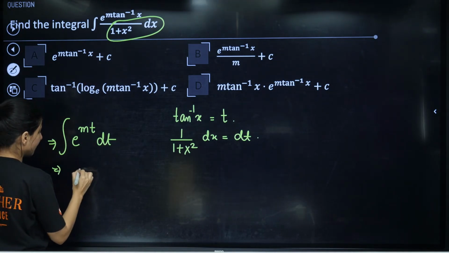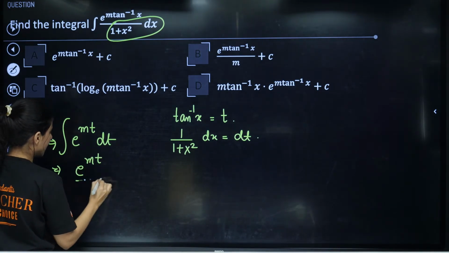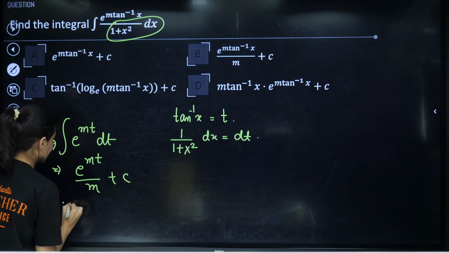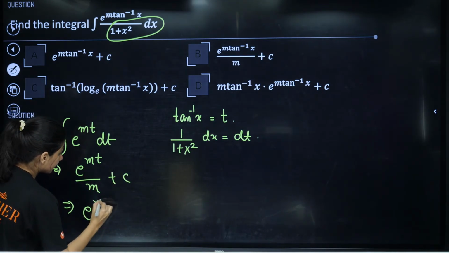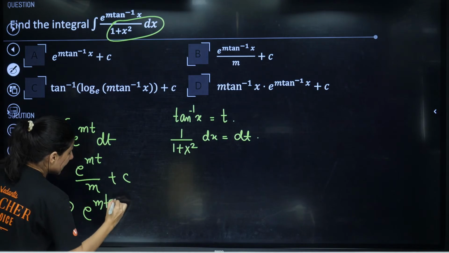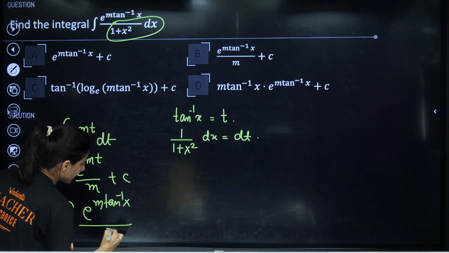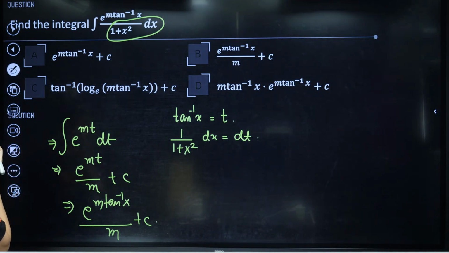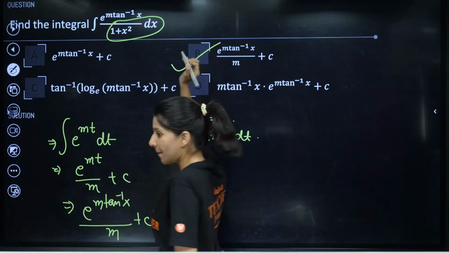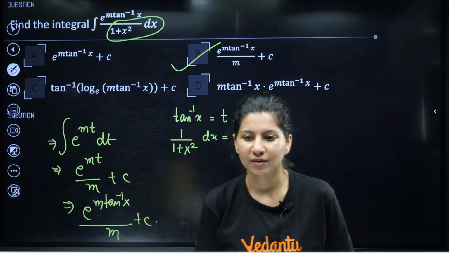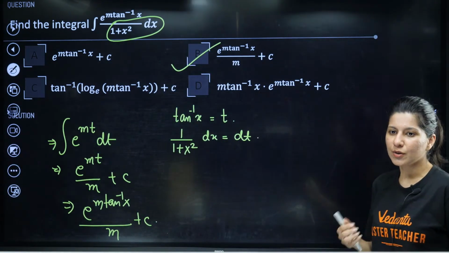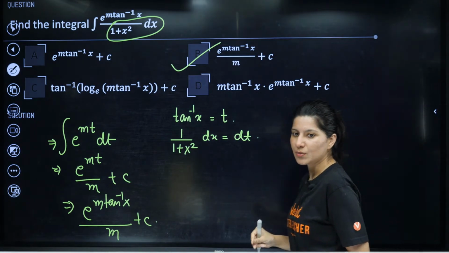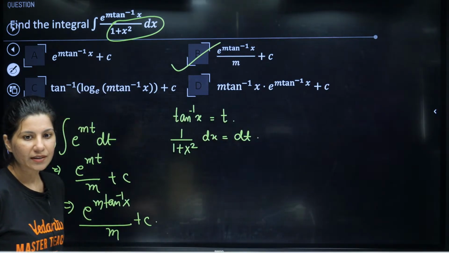So the integration of e^t upon m is e^t upon m plus constant. Now replace t. What is t? t is tan inverse x upon m plus constant. So e to the power tan inverse x upon m. Option B, absolutely right. M also you can put, but you can simply put tan inverse x also. All right. Clear? Chalo.